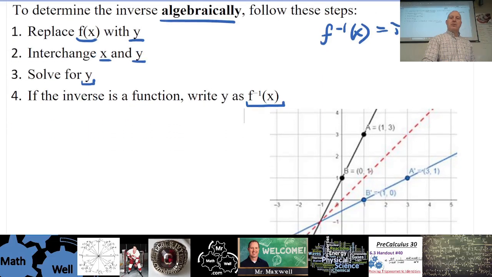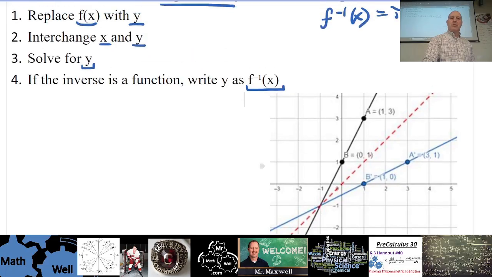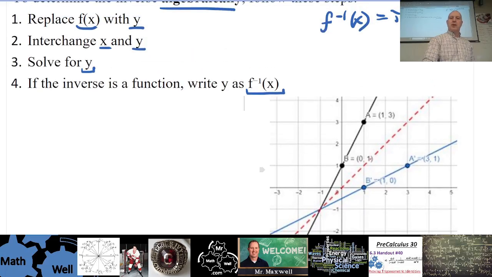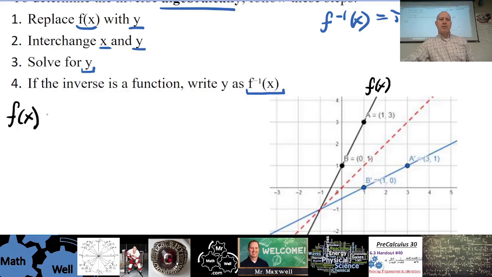All right, so let's do this example here. We have some space. I'll leave the steps up here. What is the equation for this black line here? Let's do that one. So the black line, f of x. What is the equation for this line? Y equals, or f of x equals? 2x plus 1. Okay, does anyone agree with that or disagree with that? 2x plus 1?